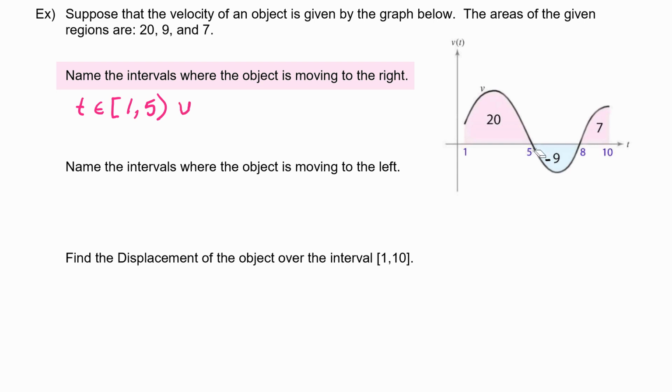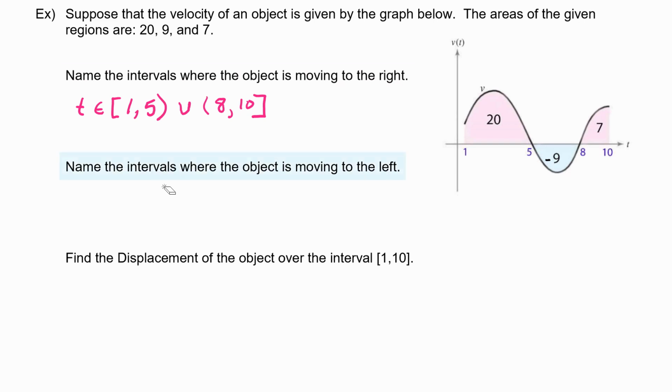Union, well, here the velocity goes negative for a little while. Its values are below the x-axis. And then at 8, it's exactly 0, and then right after that becomes positive up to 10 and including 10. So we use an open bracket on the 8, and we can use a closed bracket on the 10. So on these intervals of time, our object is moving to the right.